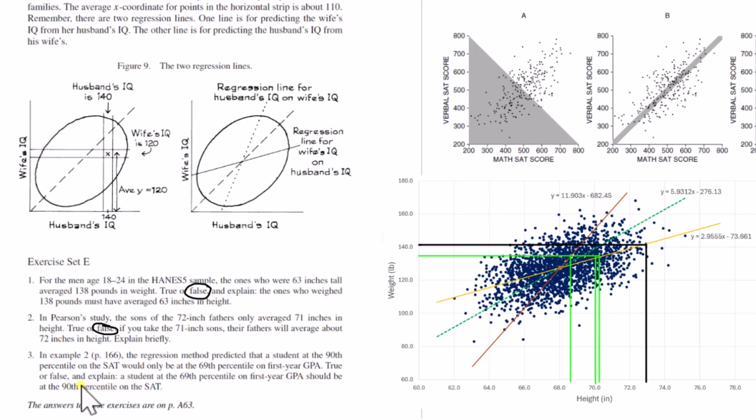Okay, so now what they're saying is we're treating the y-axis as the independent variable, so we're in the 69th percentile first-year GPA, so we're above average, above the point of averages, so we're somewhere over here, right? Then should we be at the 90th percentile in the SAT? No, look, we're below the SD line. We're going to be at a lower percentile with respect to, in this case, the dependent variable axis. So false.